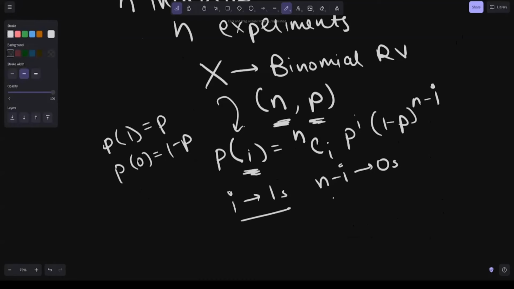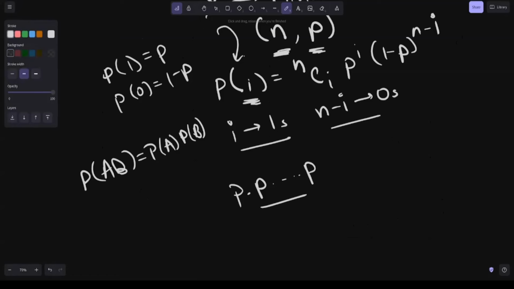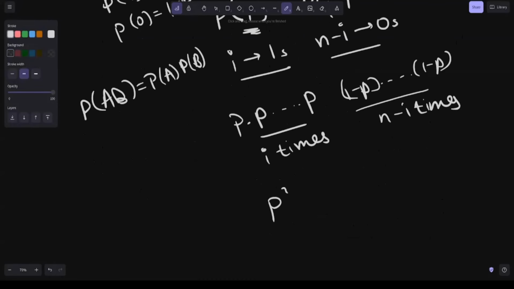If i ones and n minus i zeros, since all of them are independent, P of AB is equal to P of A into P of B. So if there are i ones, it will be p into p, happening i times, and 1 minus p happening n minus i times. So finally we get p to the power i, 1 minus p to the power n minus i.